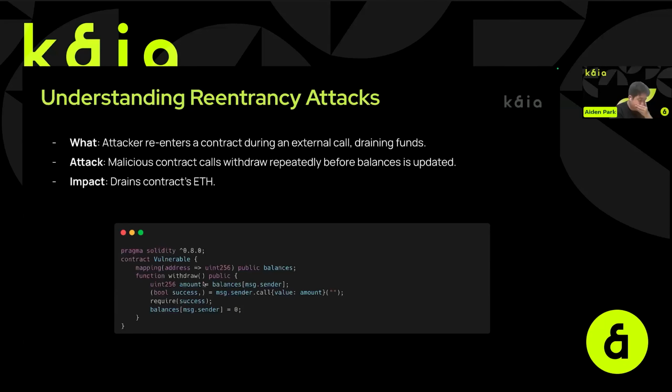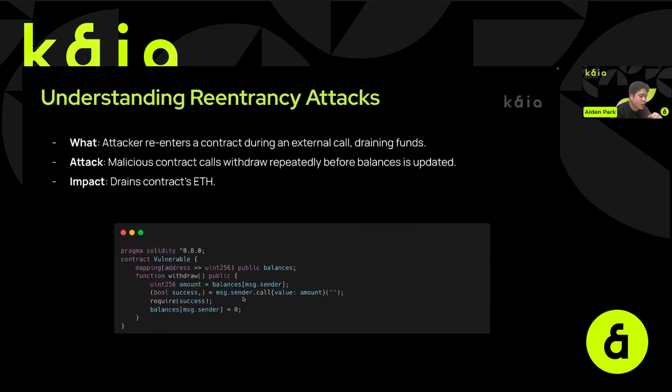So here, amount would be the balance of the message sender, and then we just transfer the amount to the message sender and set the balance of the message sender to zero because they withdrew it. So you might wonder, what is the problem here? But by using the reentrancy pattern, you can drain all the funds here.